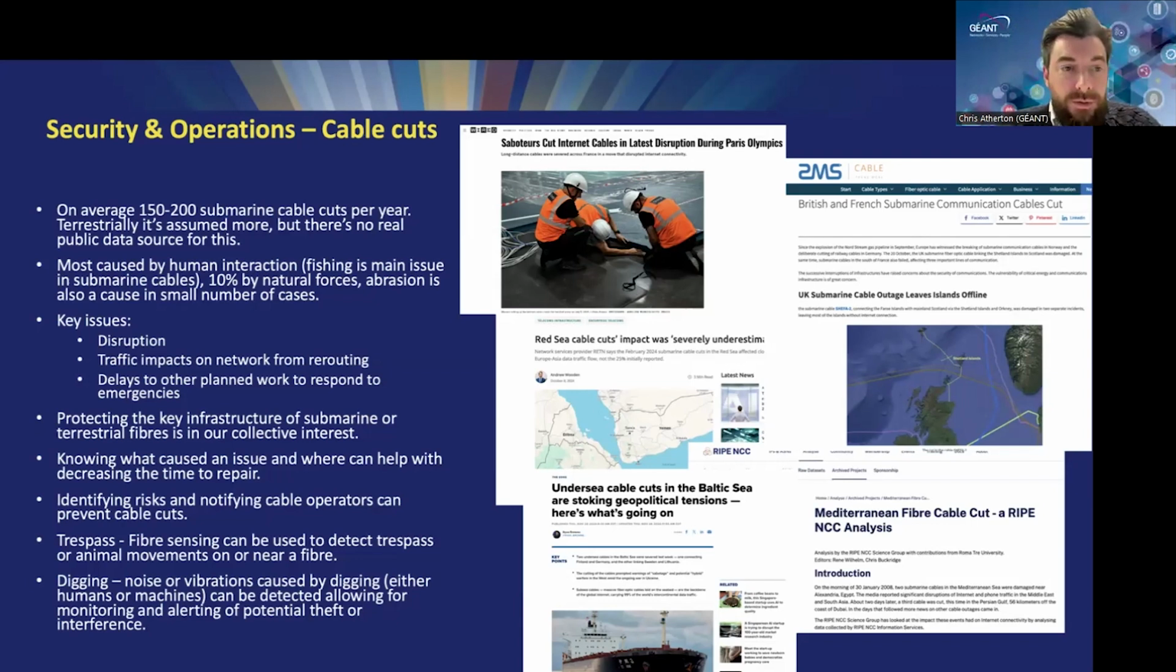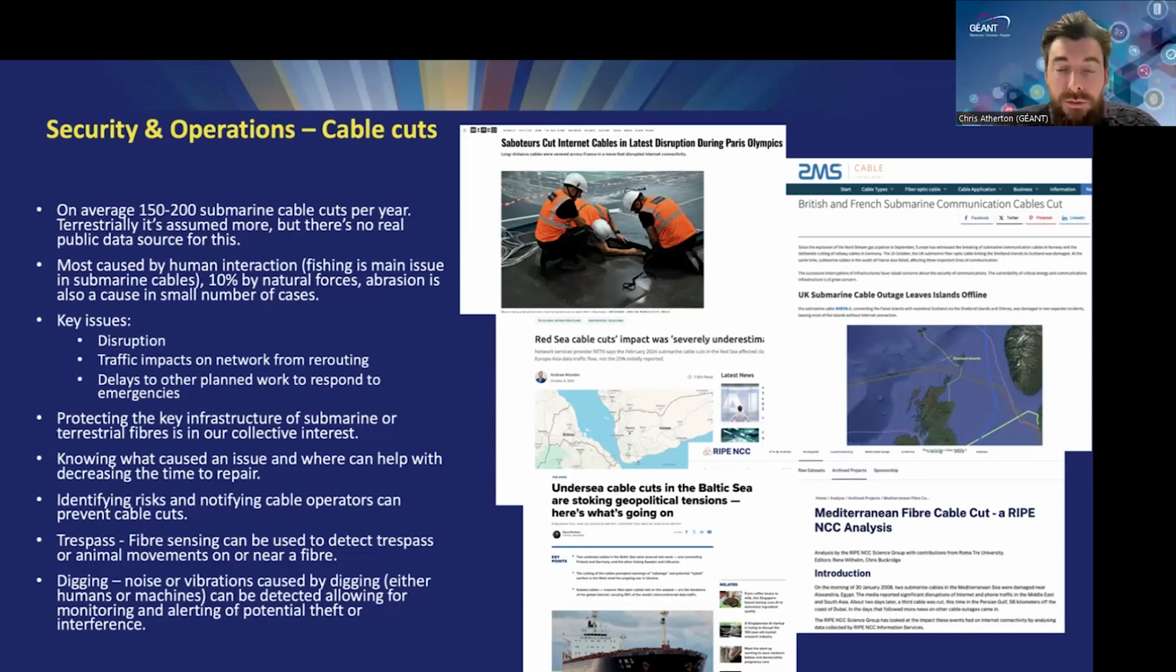Terrestrially, there's not really a good source of data about terrestrial cable cuts. We are aware of things like during the Olympics, the cables were cut around Paris. But there's no real public data source on this, and so it's difficult to say just how many cable cuts happen. But anecdotally, a lot of the cables are cut through building works or farming.